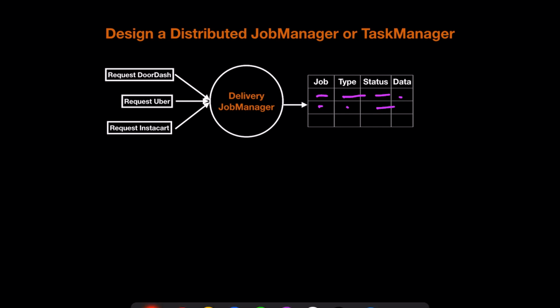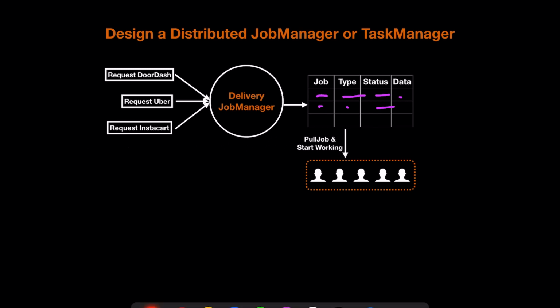Then similarly, we have some worker who works as a delivery job finisher. They pull some job from the database and start working on it. Whenever the job is done or the job moves from one stage to another, the worker updates the same database. And again, if the customer wants to know their job status, they call our job manager and the job manager reads the latest status from our database and returns it to the customer. Using a similar pattern, we can solve many different job manager or task manager type problems.